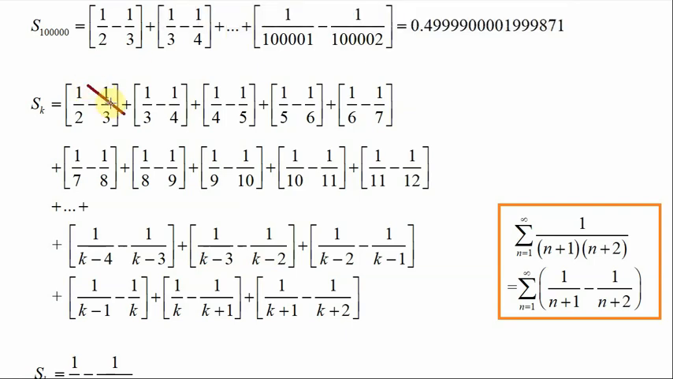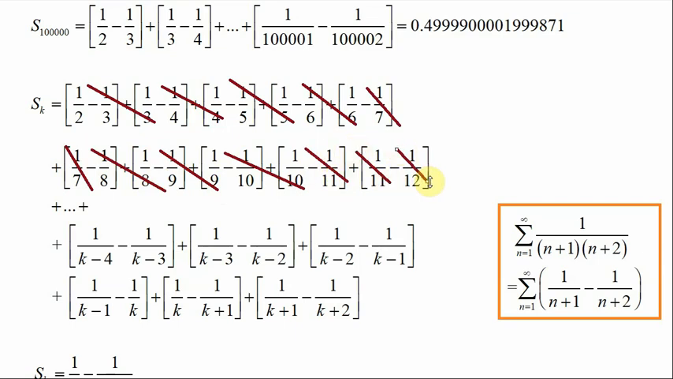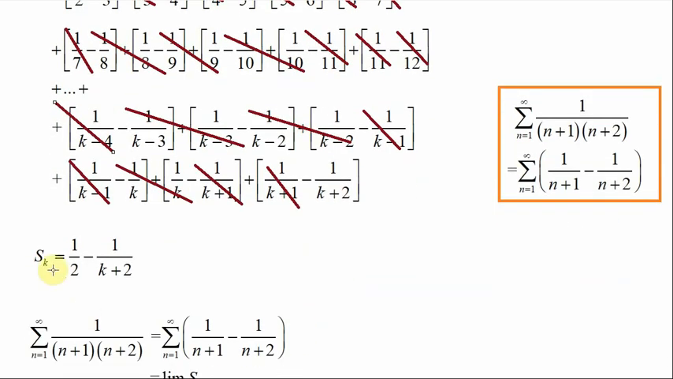And then we can see that this minus 1/3 and 1/3 now will cancel out, and these two will drop out. The minus 1/7 and the 1/7 here will drop out, and these will drop out. And then eventually this will also drop out. And then down here we can see that the minus 1 over k plus 1 will drop out. And then these right here will cancel out. And then eventually this term will also drop out. So what's left is just 1/2 minus 1 over k plus 2. So this is the sum of the first k terms.